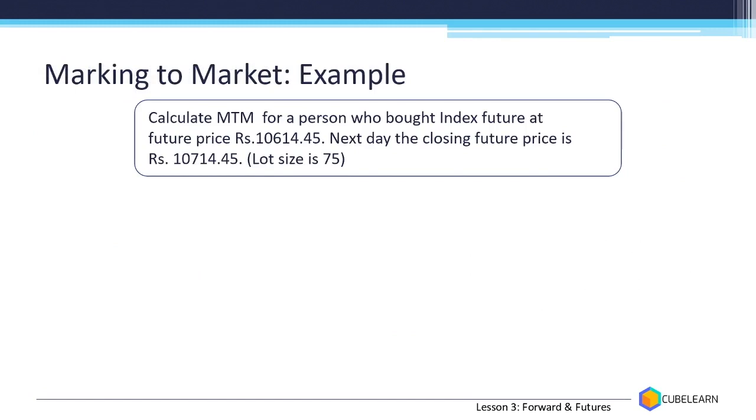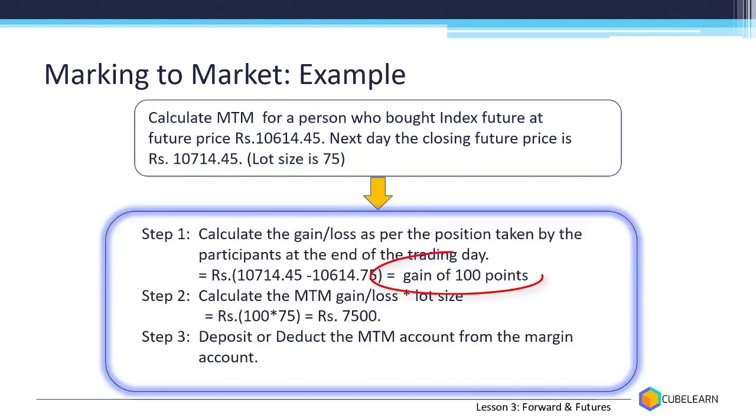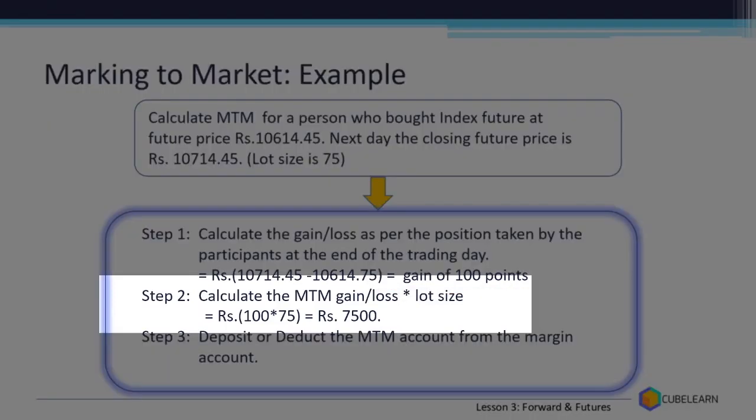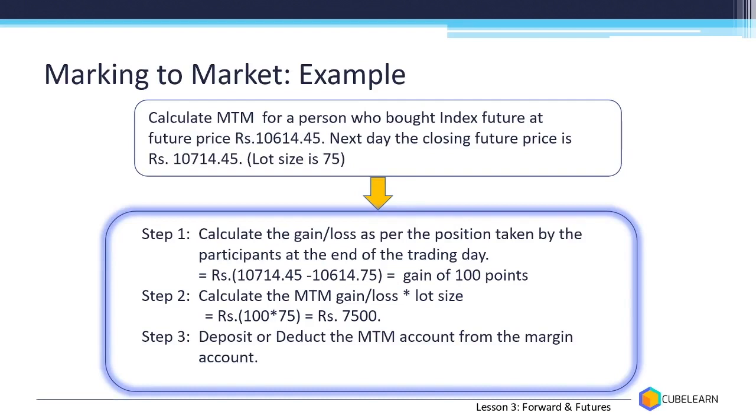First step for calculation of MTM is to calculate the gain loss position at the end of the trading day. In this example, closing is rupees 10,714 rupees and 45 paisa, which is higher than the previous day closing. The gain is of 100 points. Step 2. Net gain in position is rupees 100 into lot size, which equals rupees 7,500. The gain of 7,500 will be credited to the margin account of the participant.